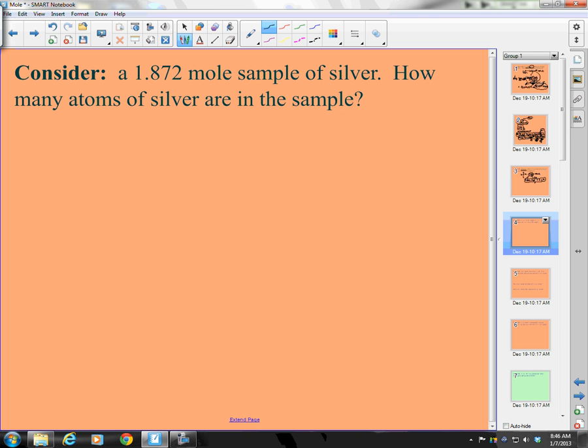Here we go. You guys give this one a shot. Consider 1.872 moles of silver. How many atoms are there? Bring me back when you're ready.